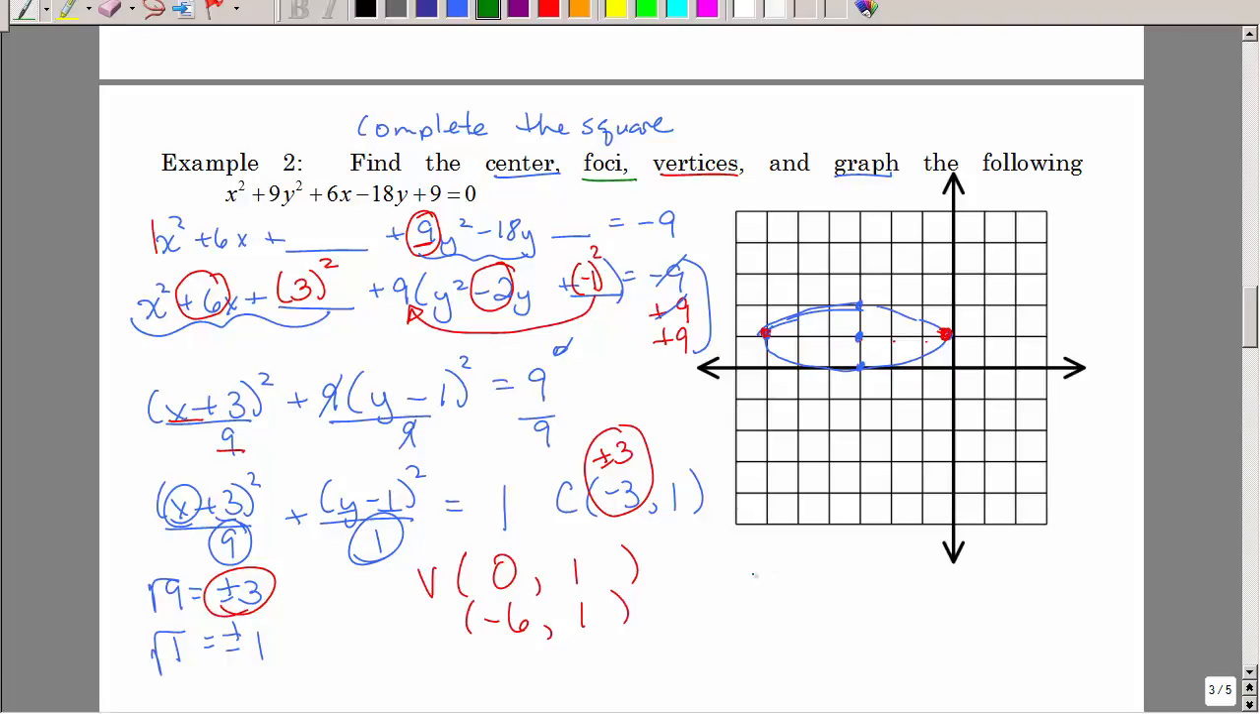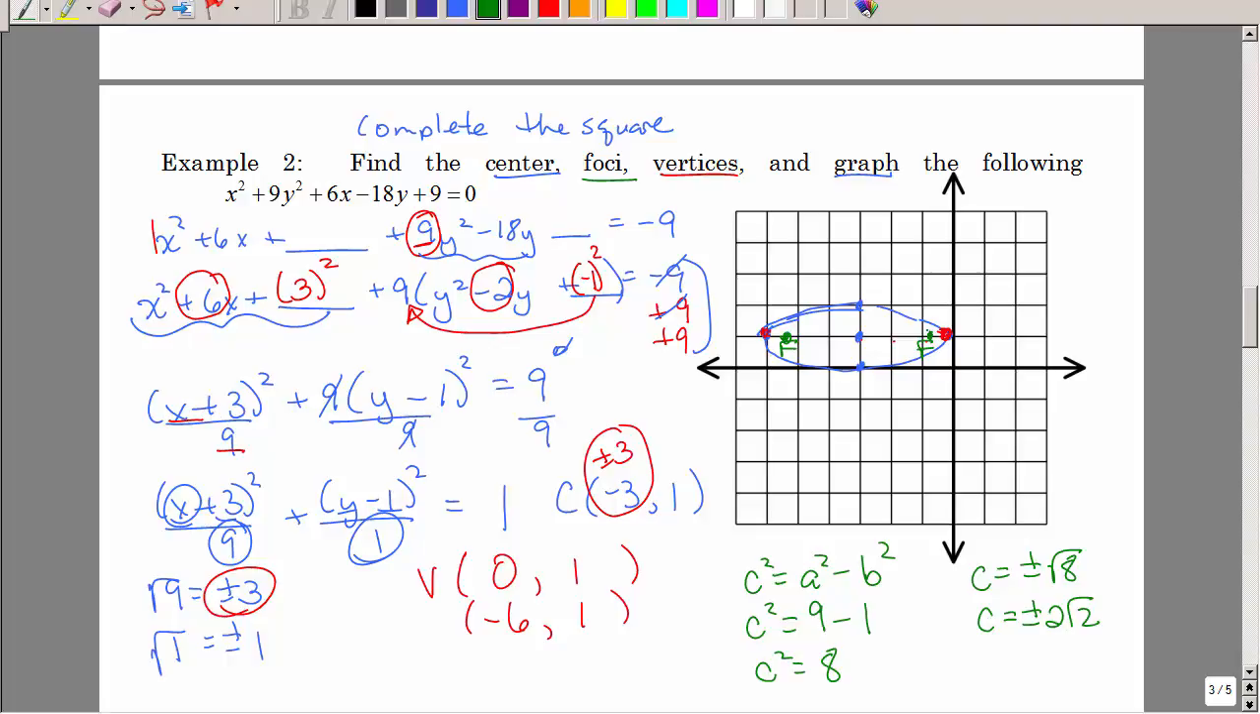Now I need to find the foci. So I use that relationship, biggest minus the smallest. So I have c is plus or minus the square root of 8. I'm going to go ahead and simplify that to 2 square roots of 2. I am not done. That's just c. Remember, c is the distance from the center to each focus. So somewhere along right here are the two foci.